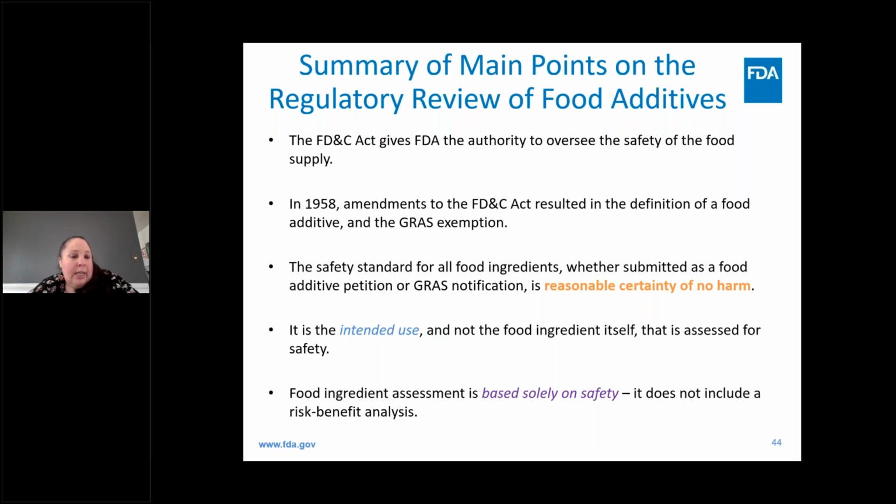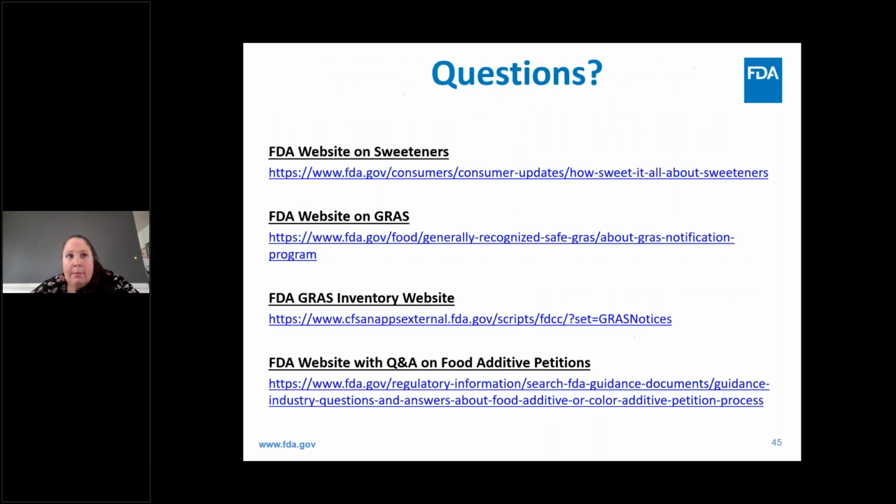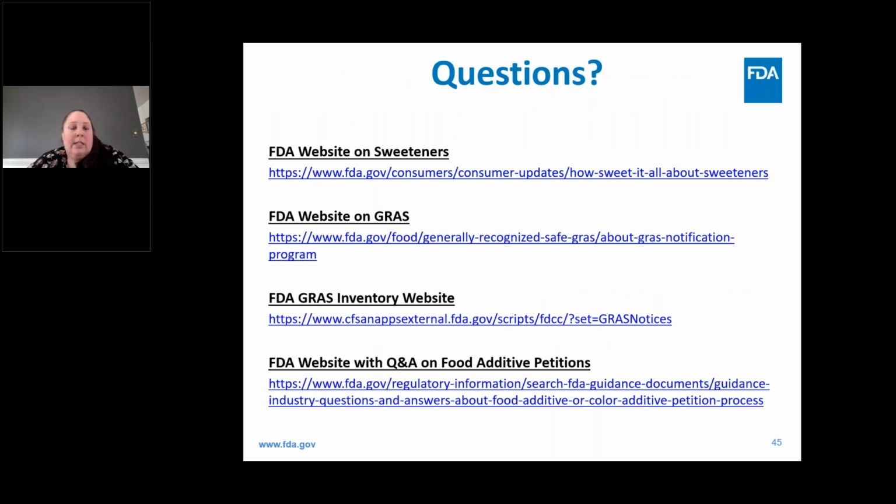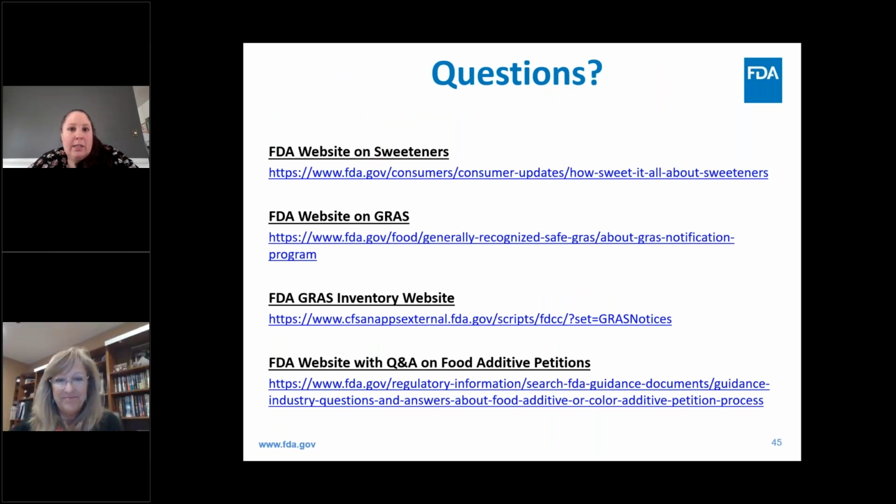And importantly, it is the intended use, but not the food ingredient itself, that is assessed for safety. And finally, food ingredient assessment is based solely on safety. We do not perform a risk-benefit analysis. And so that is everything, and I would be happy to take questions at this time.